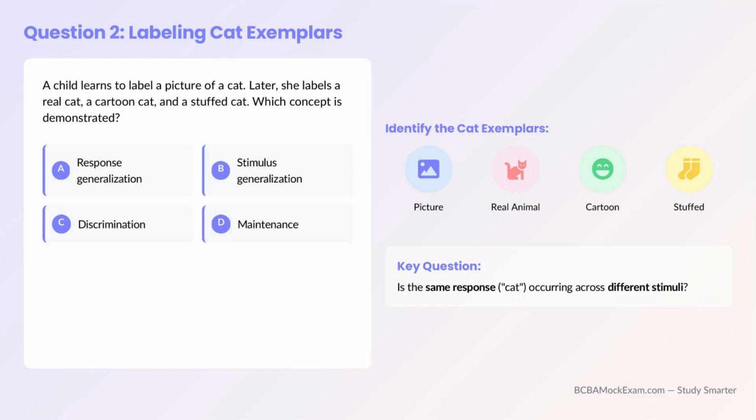Question 2. A child learns to label a picture of a cat. Later, she labels a real cat, a cartoon cat, and a stuffed cat. Which concept is demonstrated? A. Response generalization. B. Stimulus generalization. C. Discrimination. D. Maintenance. Here's the question to ask: is the same response, cat, occurring across different stimuli? If so, that's stimulus generalization.